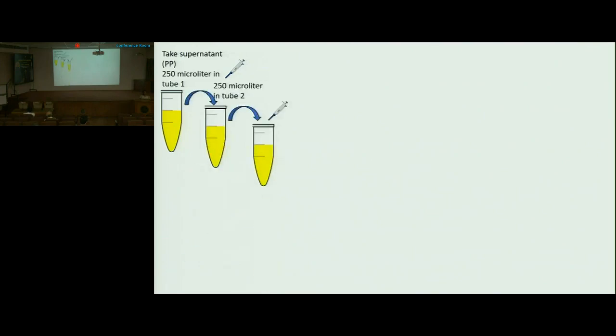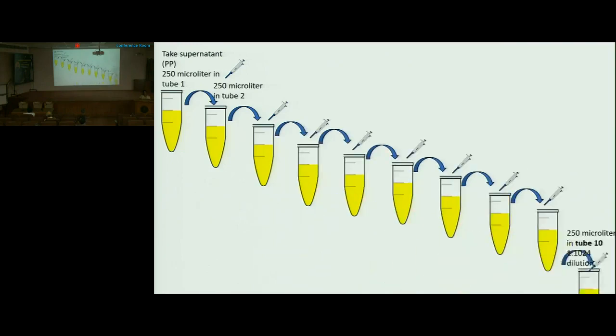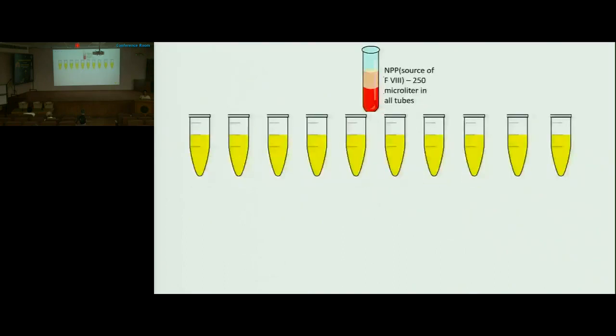So from one tube, multiple serial dilutions are made simultaneously until it reaches tube 10 with the dilution of 1:1024. In all these test tubes, we have to standardize the amount of factor 8. For that, we have used normal pooled plasma, which is a source of factor 8. So now we have standardized the factor 8 levels and the duration in all these aliquots.